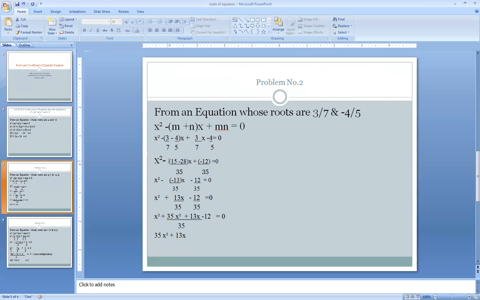equals 0. Now x square minus of, first we have to take the LCM. When two fractions are there, we can't add or subtract directly. So we have to take the LCM for 7 and 5. The LCM is 35 here.